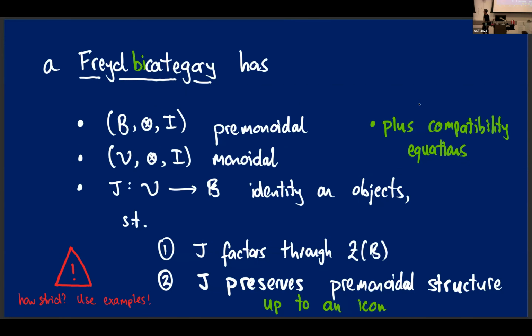Okay, so a Freyd bicategory. Again, all we do is we take the categorical definition and we replace it with pseudo in the right places, which here is not very much at all. The subtlety is in this bit where you have to say what it means to preserve premonoidal structure. So here it's up to a special kind of pseudo-natural transformation, which is a kind of stricter version of one in some sense, and we have to add in some compatibility equations. And when we were doing this, we were very careful to make sure we covered all our examples, so that made sure that we weren't too strict.